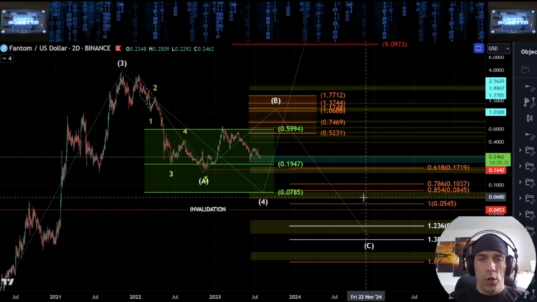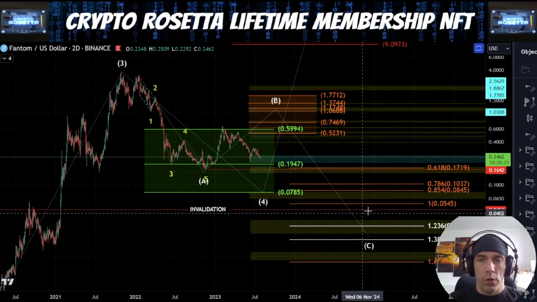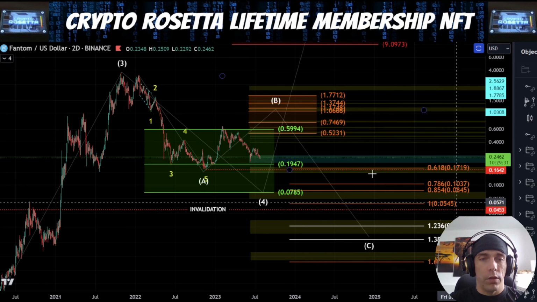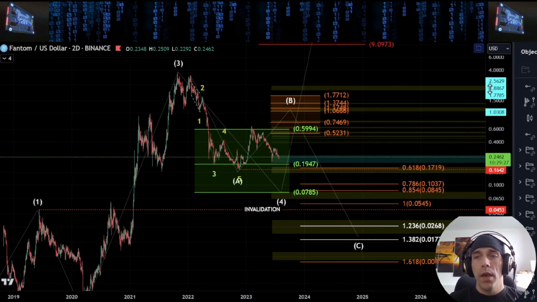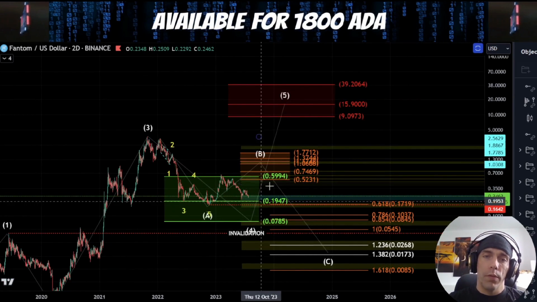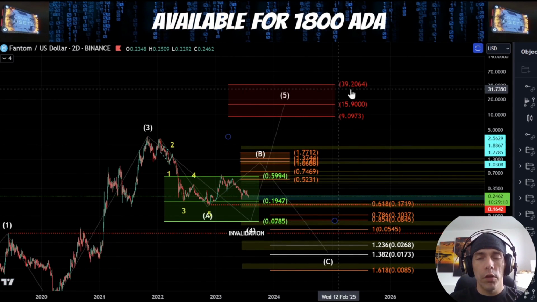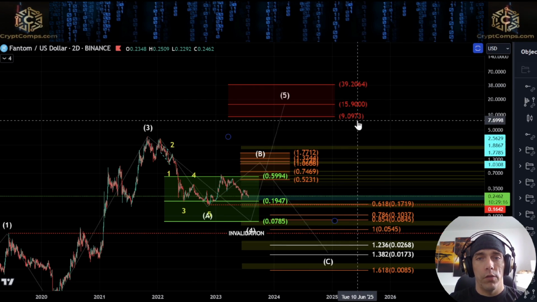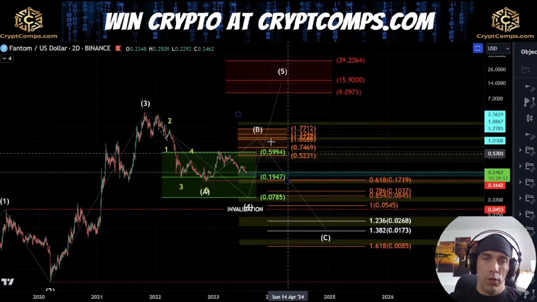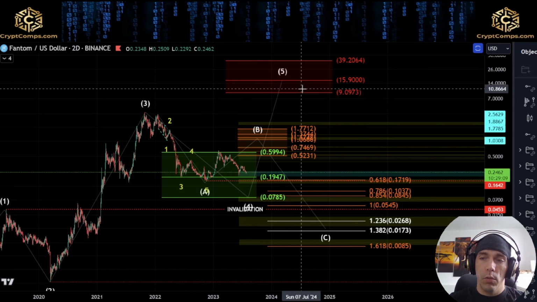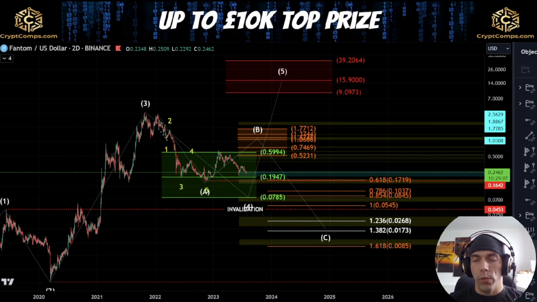But effectively, if we do just get a move down towards this 1-to-1, something like this, effectively this would align with the idea of still having this possibility of this being a fourth wave, in which case what then we'd be looking for is 5 waves to the upside, looking for this 39.20 as a possible target area to this $9.09. So if we do see something like this and we do manage to hold these zones, potentially we could be looking for that continuation to the upside.